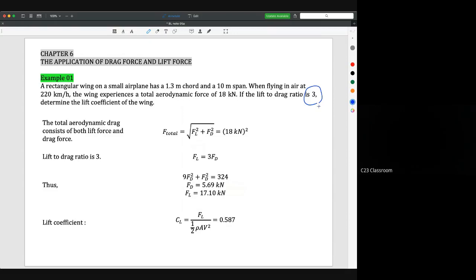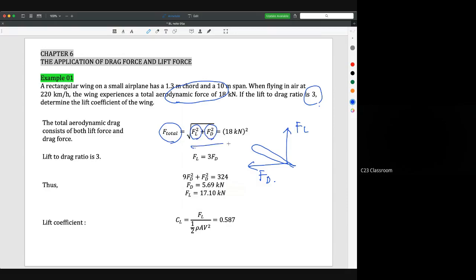So we know in the first introduction of chapter 6 here, that if we have an airfoil like this one, we can divide it into two basic component forces, which are the lift force and the drag force. Then we can say that the total aerodynamic force of 18 kilonewton can be written as the total force, which includes the lift force and the drag force.